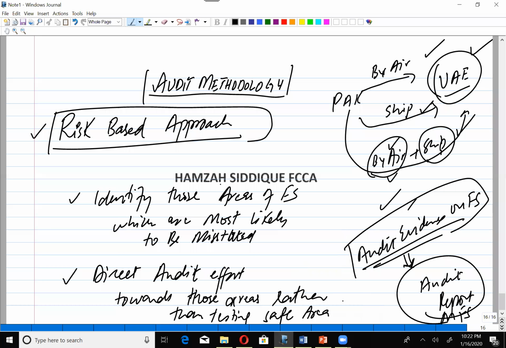For example, the auditor is reviewing financial statements. We know that research and development cost is recorded there, and second is the electricity bill. Tell me, which area is most likely to be misstated out of these two? Tell me, please, students. R&D. Of course. So the auditor will identify in this way because judgment is involved, complex criteria is involved.